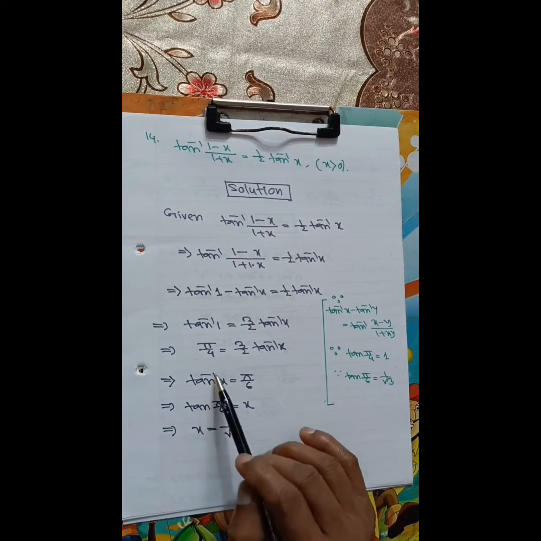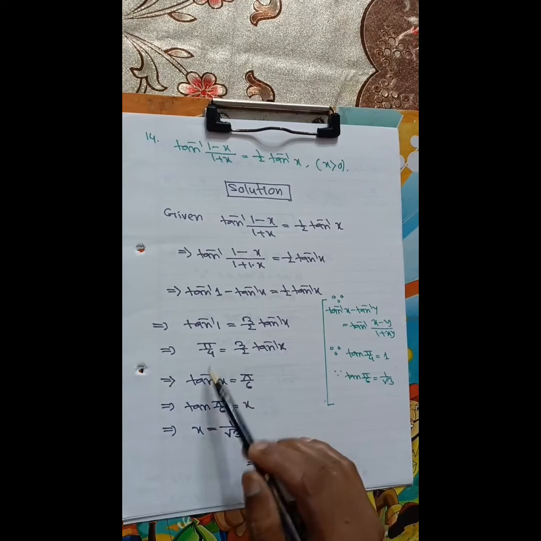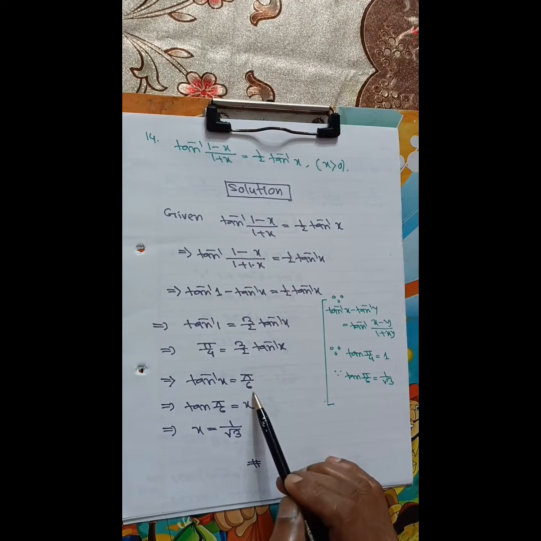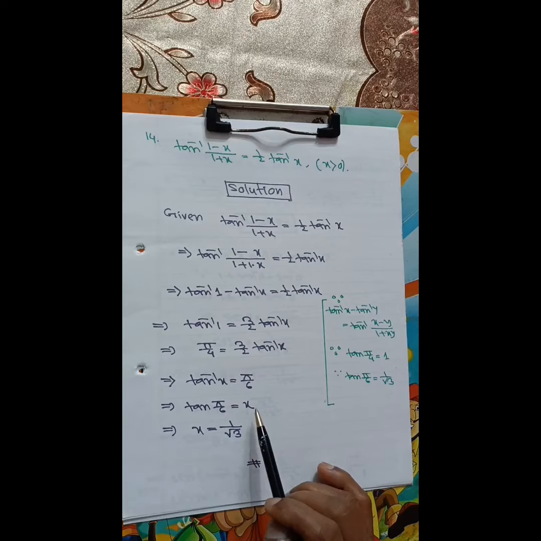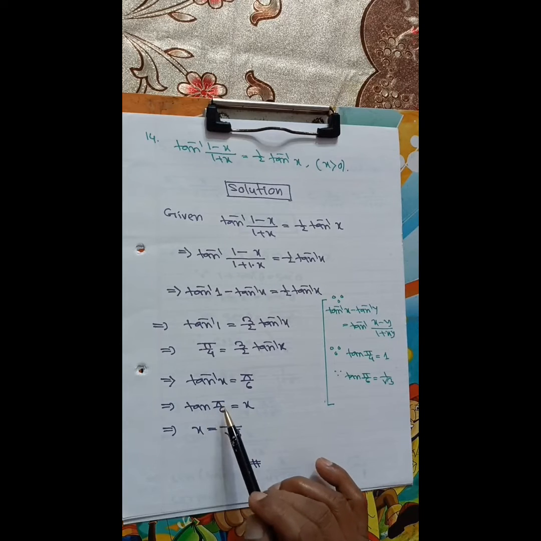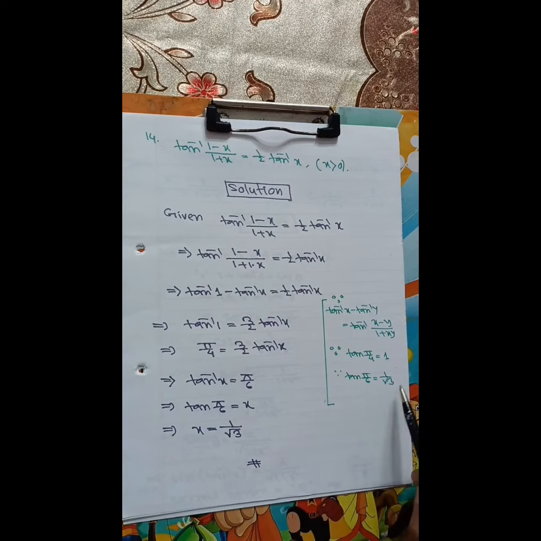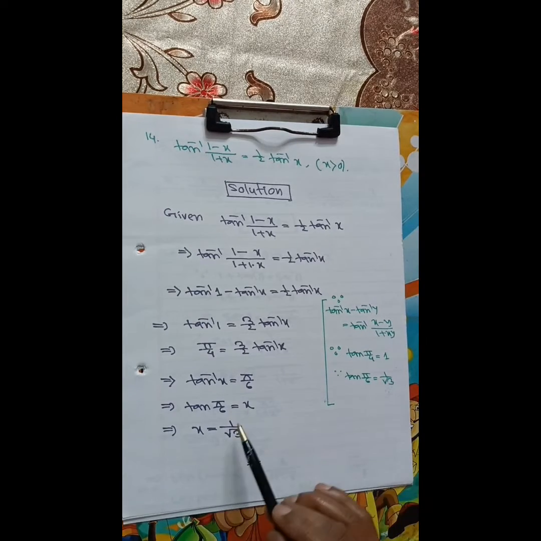That means tan inverse x is equal to, after simple calculation, pi by 6. Therefore x is equal to tan pi by 6. Tan pi by 6 is nothing but 1 by root 3, which is found from the chart. Therefore x is equal to 1 by root 3. That is the value of x. Okay, very simple. There are no difficulties.